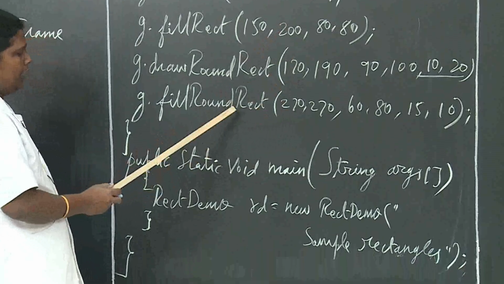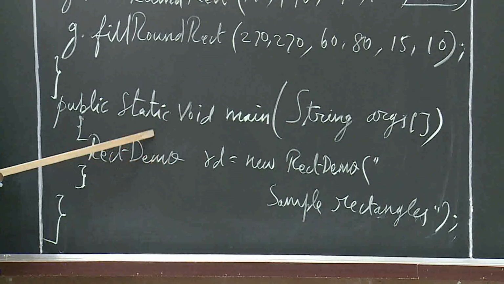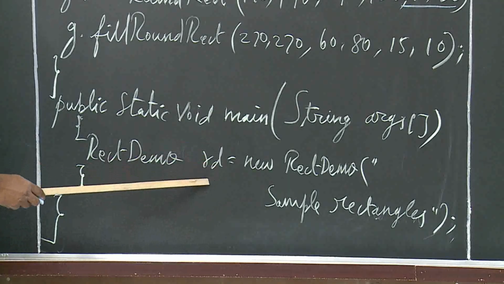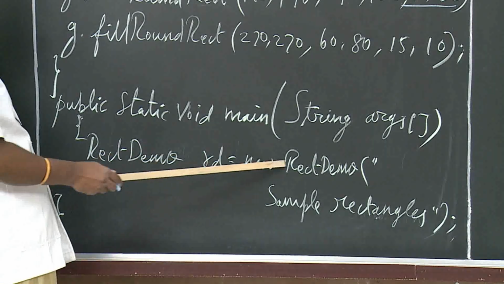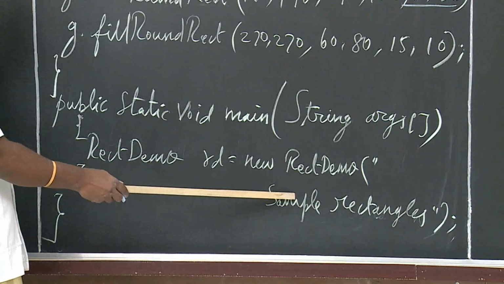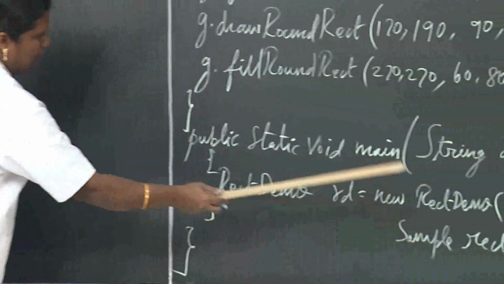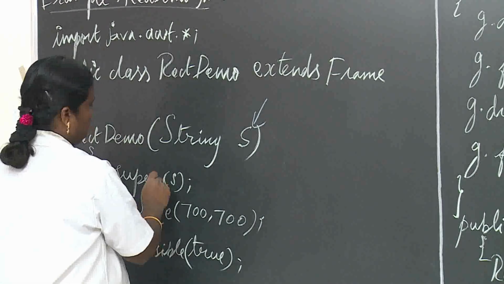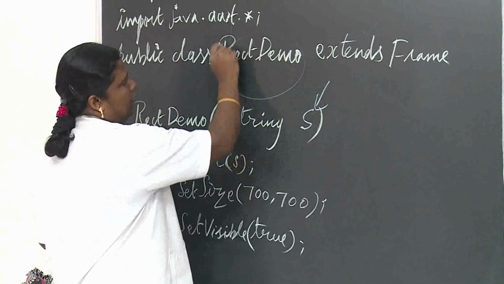All these are enabled from the main function, because programming language execution always starts with the main function. Within the main function I have created an object of my class, RectangleDemo, which passes the frame name, sample rectangle, through this constructor. This sample rectangle is assigned to this S. This S we pass to super of S. Super of S means the super class of this round rectangle is Frame.